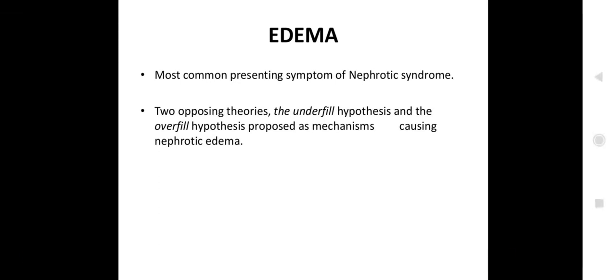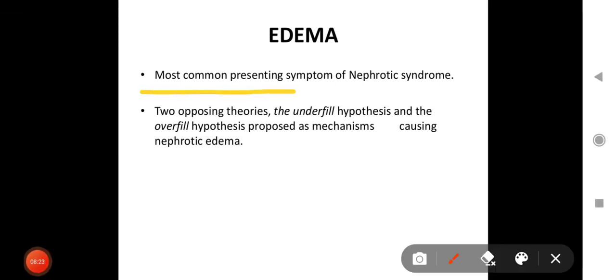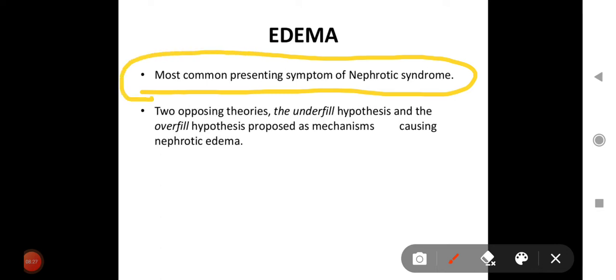Next, the clinical consequences of nephrotic syndrome. Edema is the most common presenting symptom of nephrotic syndrome. There's nothing new for you. You have seen all the cases of nephrotic syndrome, none of them presents without edema. There are two opposing theories which describe the pathogenesis of edema in nephrotic syndrome. These are the underfill hypothesis and the overfill hypothesis.